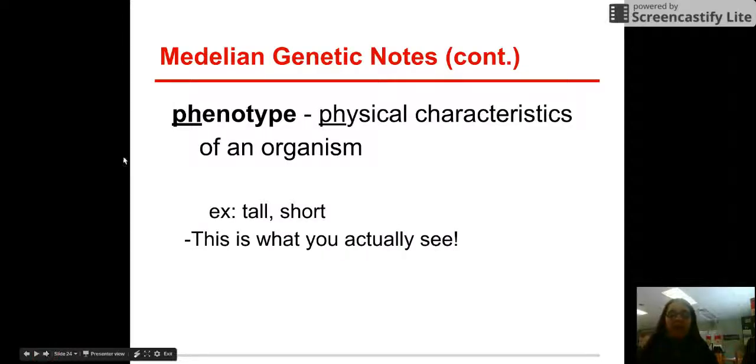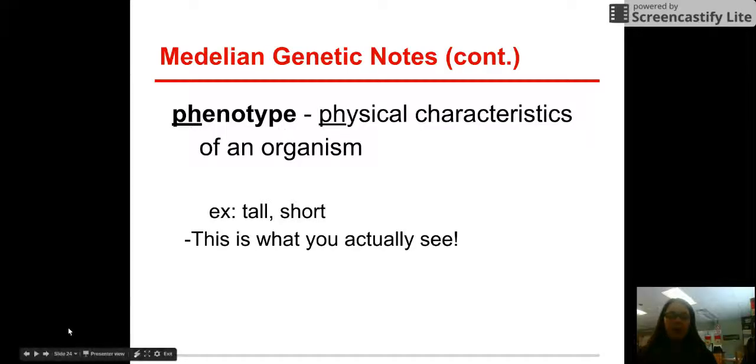Phenotype. Think phenotype, physical characteristics. That's why I have these PHs underlined, okay? Phenotype, physical characteristics. Phenotype is what I see. When I look at you and I see your hair color, your eye color, your height, okay? The shape of your fingers, the shape of your ears, the shape of your nose, any of those things, whether you have freckles or not, that's your phenotype. That's your physical characteristic, okay?